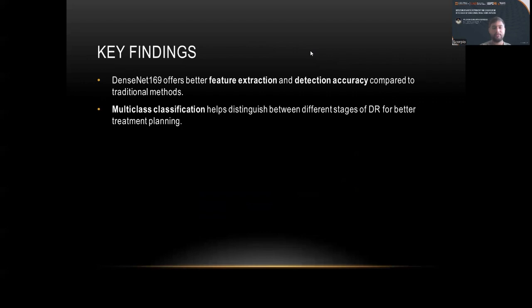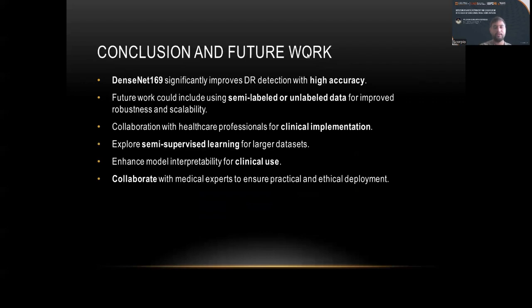Our study shows that DenseNet 169 effectively captures complex features from retinal images, improving diagnostic accuracy for diabetic retinopathy. The multi-class classification approach provides better insights into different stages of DR, which is critical for accurate treatment. In conclusion, we proposed a CNN-based approach using DenseNet 169 for diabetic retinopathy detection and classification. With over 13,000 retinal images, our model achieved 82% accuracy, outperforming existing methodologies.